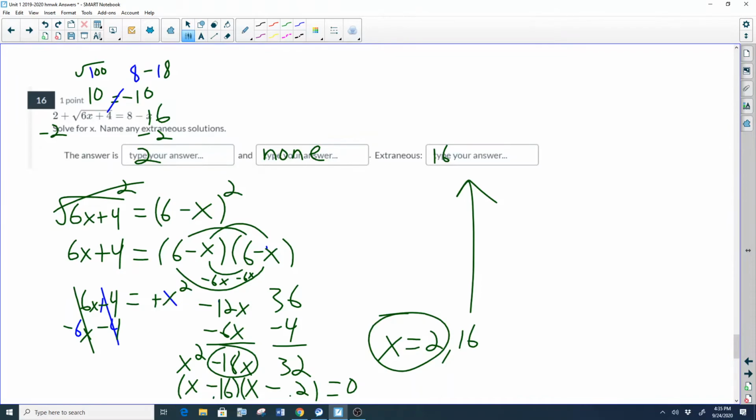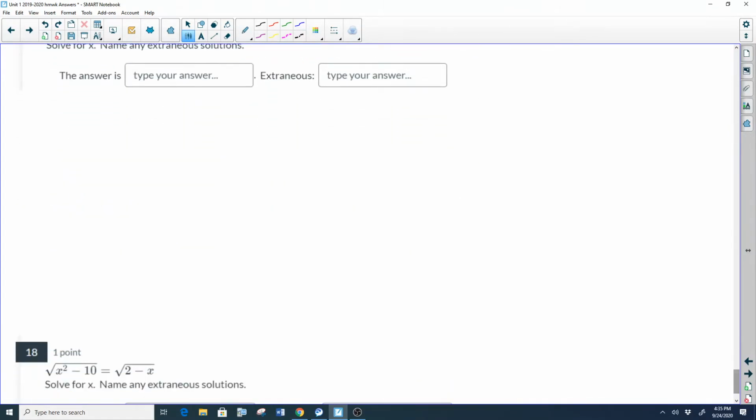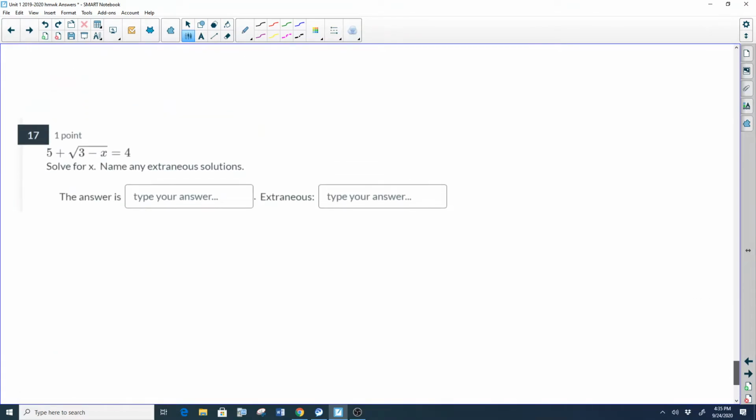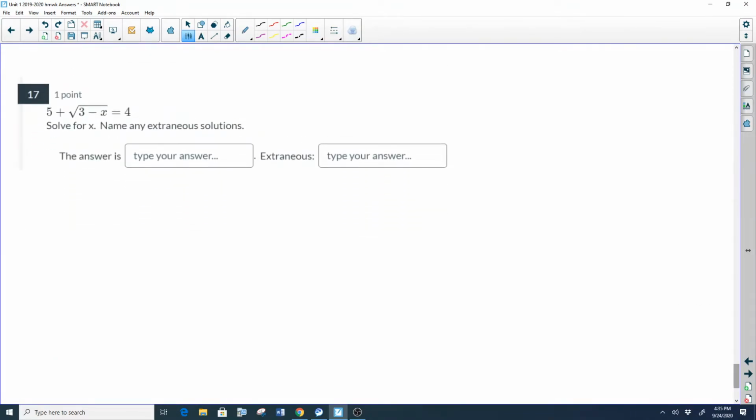Making sense, you guys? I hope this is making sense. Hope you guys are acing these. There we go. We got some more radicals to bust through. Maybe some new ones. This one's pretty easy.